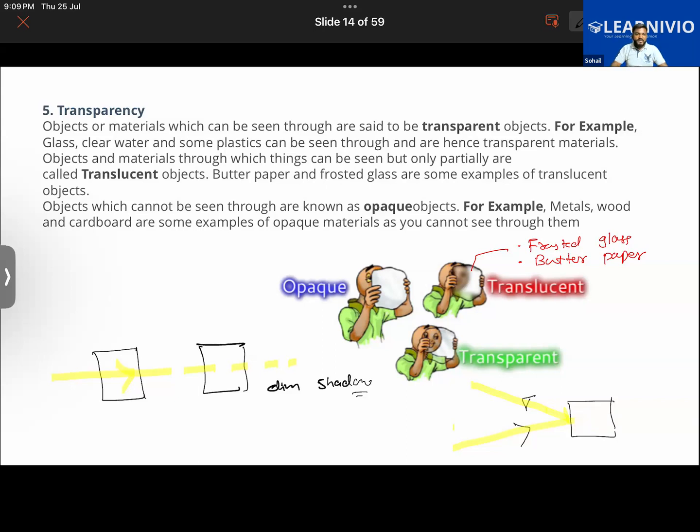For example, you have a mirror, the one that we use to view ourselves. From there, reflection is taking place. Our hand is opaque. A mirror is also an opaque object.